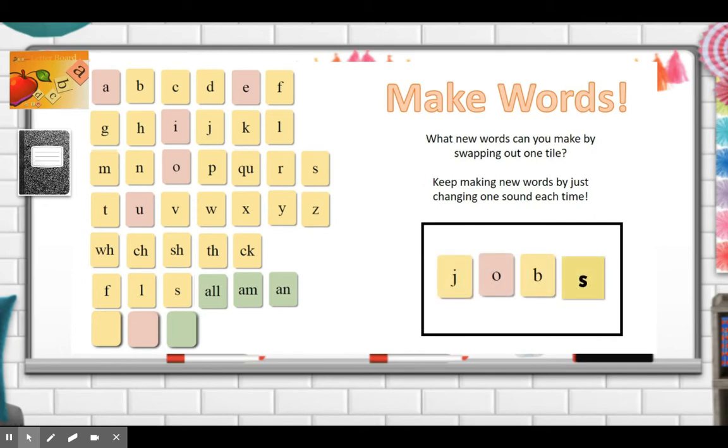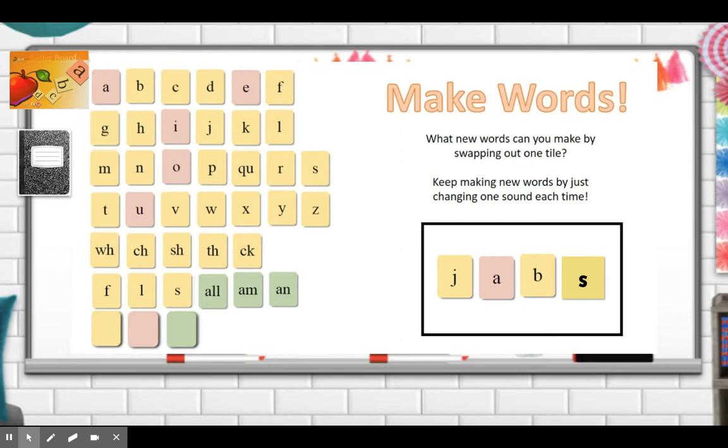Good. Now we are going to change the word, but only with one sound. So you don't have to put all the tiles back. You just need to move one tile. So we have jobs. Now make jabs. Jabs. This is what jabs looks like. So remember, we're only changing one sound, so you don't need to take all the tiles off.